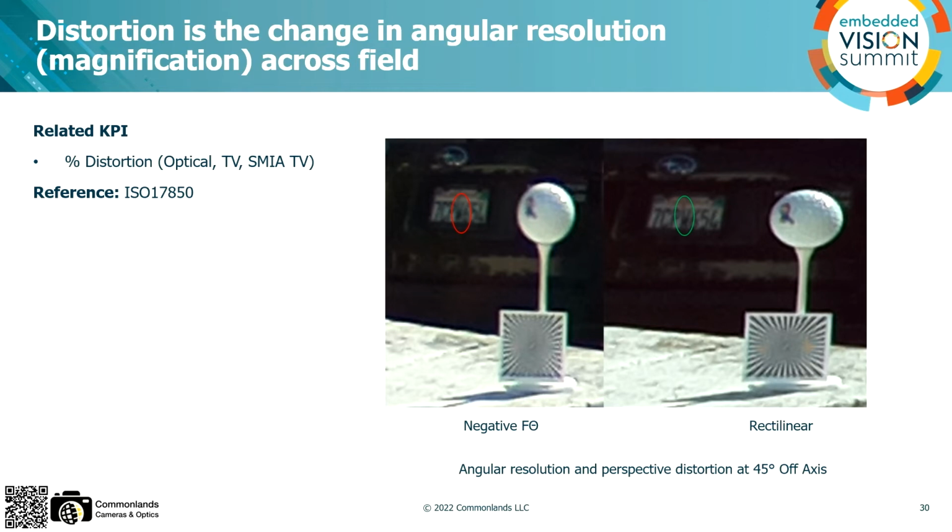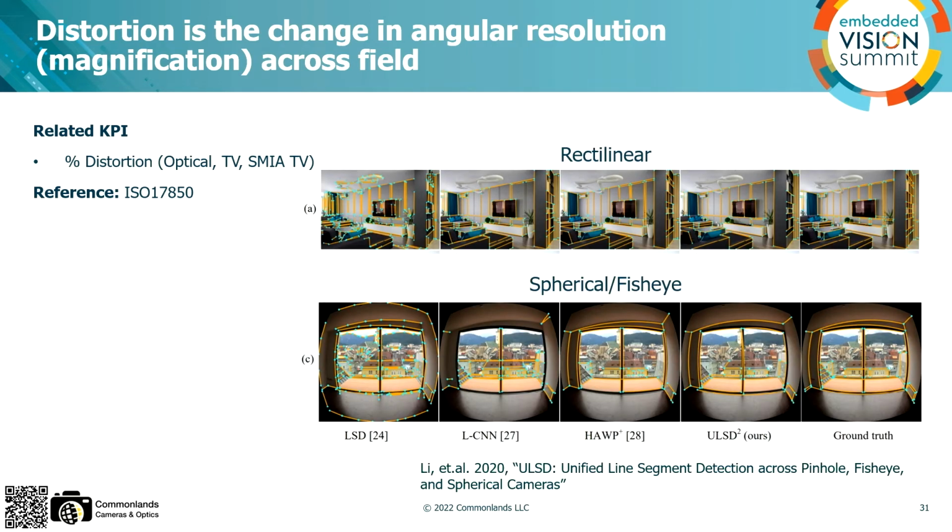It can also impact easier tasks such as OCR or license plate recognition. In this case, even for the human viewer, it's challenging to tell in the left image if it's a W or a V in the license plate. But on the right, with increased angular resolution, it's a little bit more apparent that the letter is a W. So angular resolution impacts geometric and neural network-based computer vision.